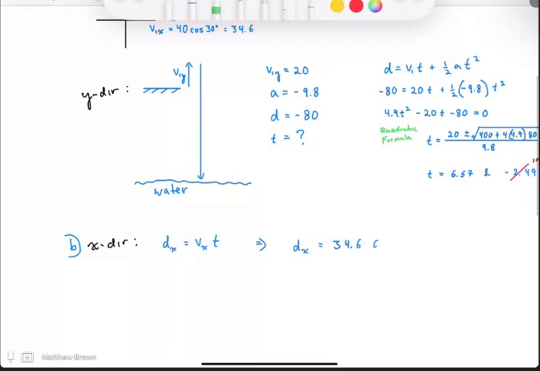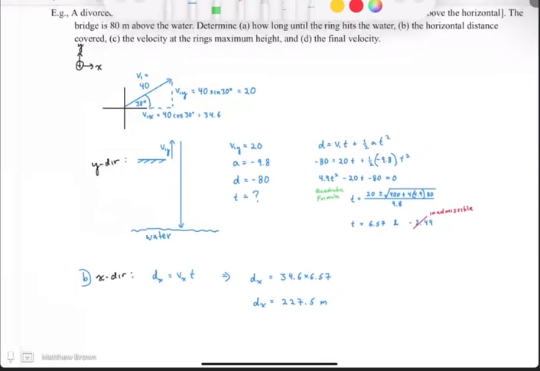And that means the distance in the x direction is 34.6 times 6.57, which means the total distance in the x direction is 227.5 meters. It's a pretty good distance. I guess this divorcee was really upset when he threw it.